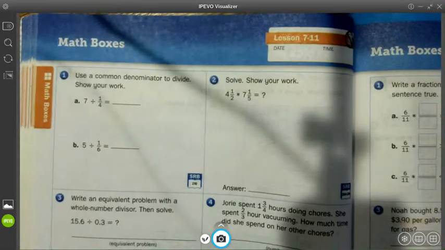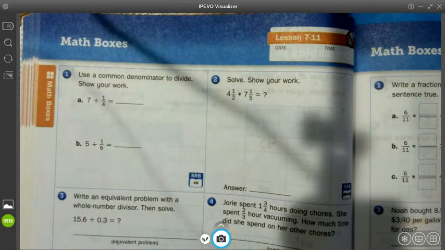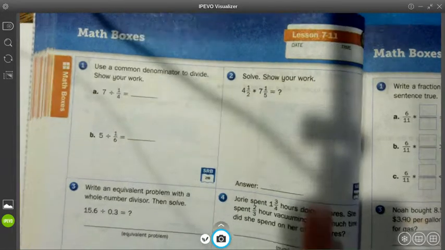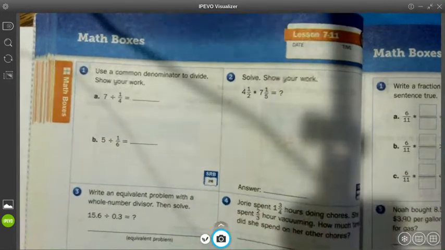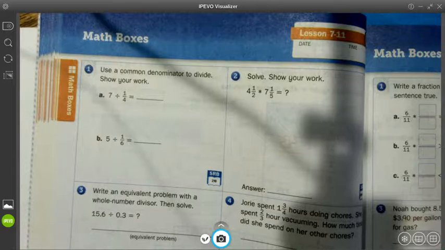Hi guys, today's lesson we're just going to be doing a couple math boxes. So this is page 268 in Math Journal Volume 2. It should be math box for lesson 7-11. So for number 1, it says use a common denominator to divide and then show your work.